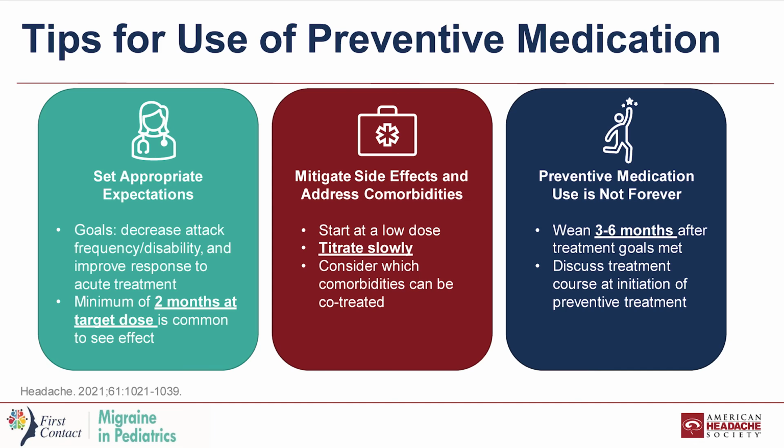So when talking about adding a preventive, there's some really important tips that you should incorporate into your practice. So the very first thing is talking to patients, one, what we know about it, but then also setting appropriate expectations. You want them to know what your goals are when you add a preventive. First and foremost, preventives are not a cure for migraine disease. You are not going to ever completely eliminate attacks. Your goal is to decrease attack frequency and decrease patients' disability, and then sometimes even get improved response to acute therapies, but again, not cure the disease with a preventive.